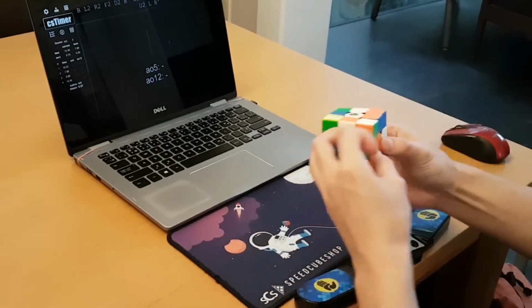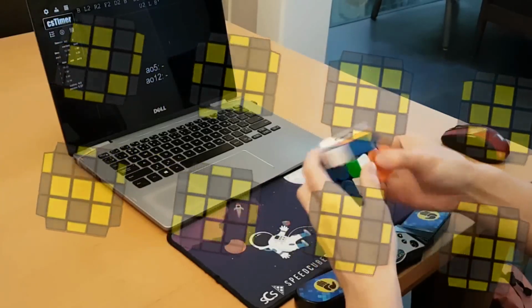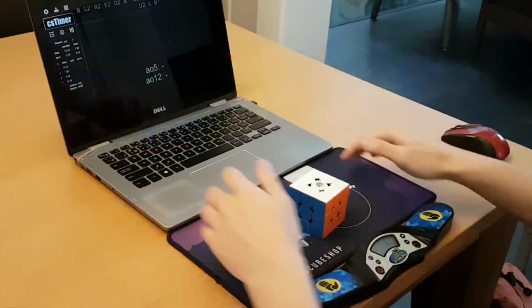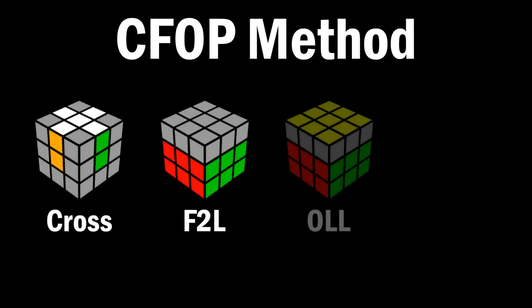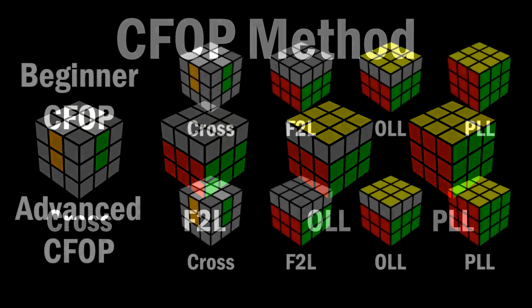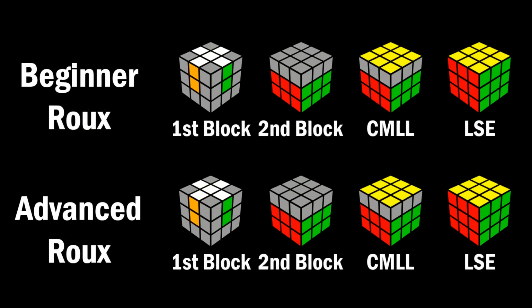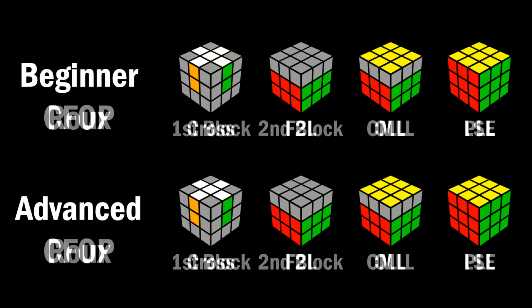Learning to become a speed cuber can be very overwhelming as there's so much knowledge and it's hard to know how to approach this. For the CFOP method, the 4 main steps are the cross, F2L, OLL, and PLL. And to make the transition easier, there are beginner versions of these steps. This doesn't just apply to CFOP. If you look at a method like Roux, it's very similar, but this video will be focused on CFOP.